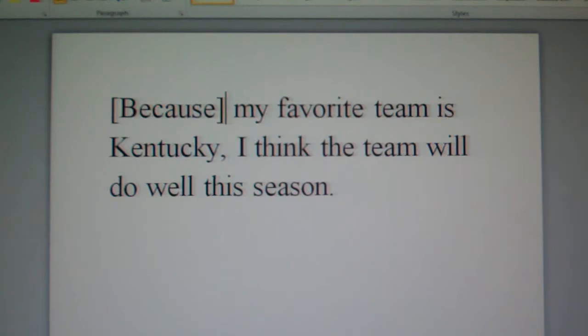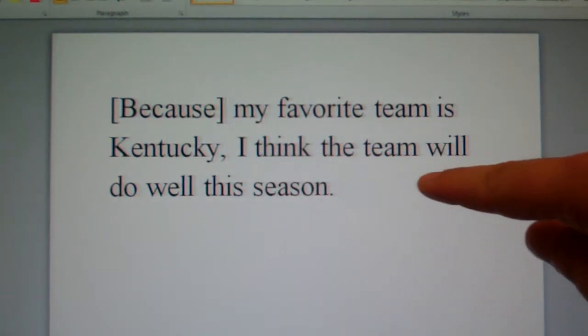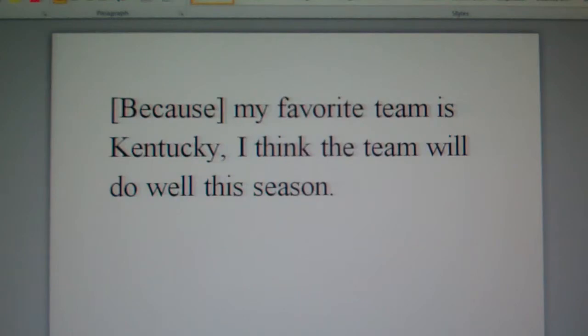The way to test that is if I just came in and said, "Because my favorite team is Kentucky," and stopped, you would want to know where I'm going with the sentence. There's an idea that needs to follow. So that's why it's dependent upon the rest of the sentence: "I think the team will do well." So you can plug in that subordinate, and it's a good way to show variety in your sentence structure.